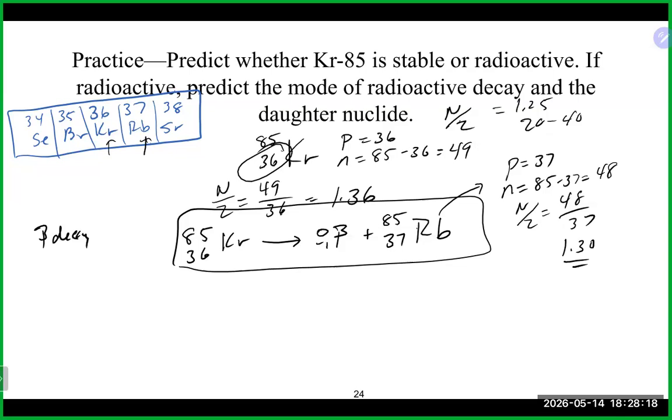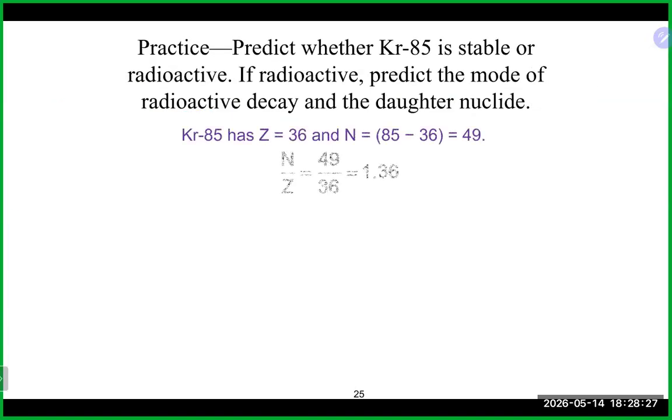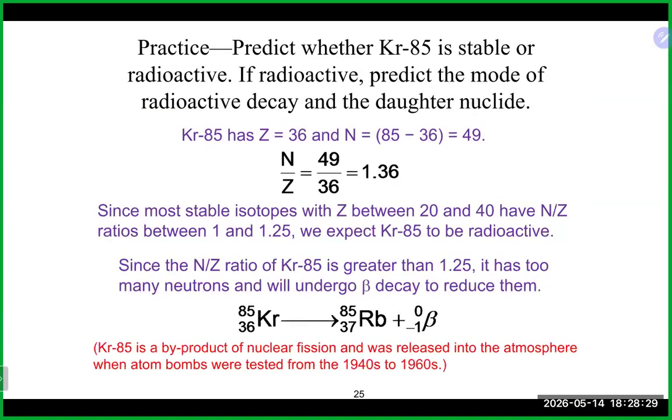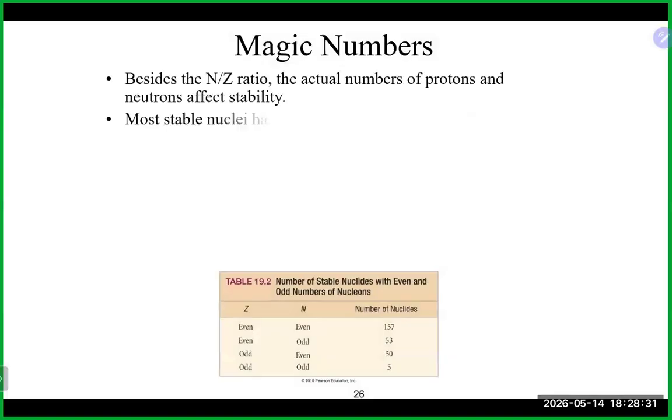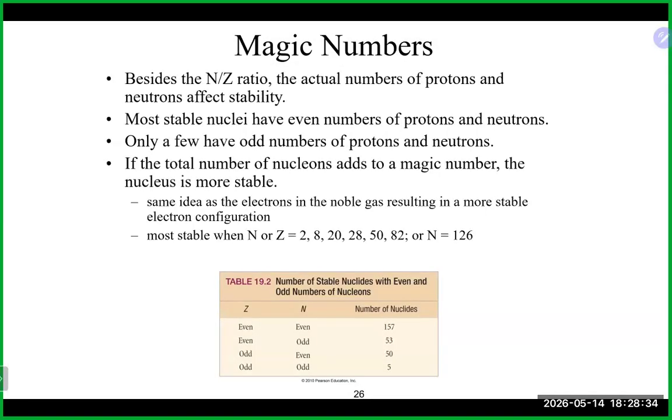Any questions on N to Z ratio here? So that is one thing that we look at in terms of stability. Now, there are other things that sometimes we do look at in terms of stability to help us make a decision. And the first thing that we could look at is the number of protons and neutrons that something has, and whether or not it is even or odd for those things.